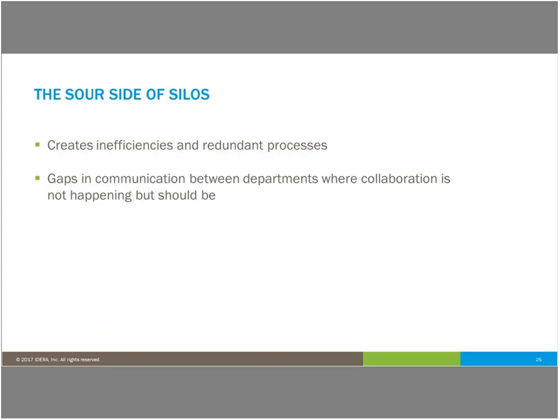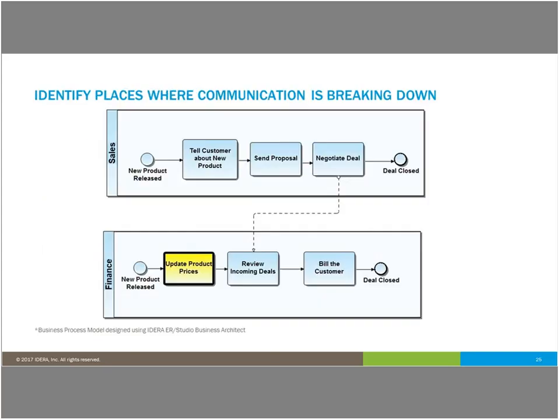Another sour side of silos is the gaps in communication between departments where collaboration is not happening, but it should be. In this case, I've done a sales and finance circumstance. In this scenario, a new product is released, sales tells the customer about the product, sends a proposal, and negotiates the deal. When they negotiate the deal, finance has to do something, and here they may have updated those product prices and then review the incoming deals and then bill the customer.